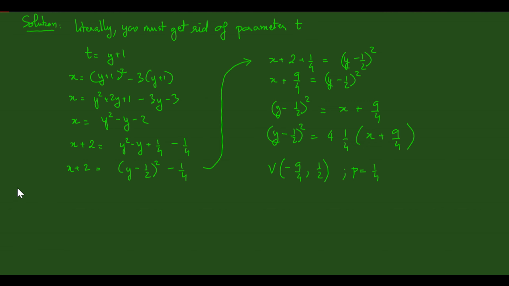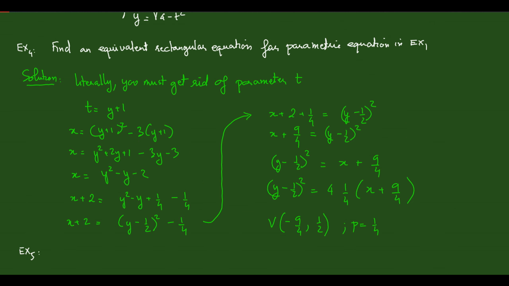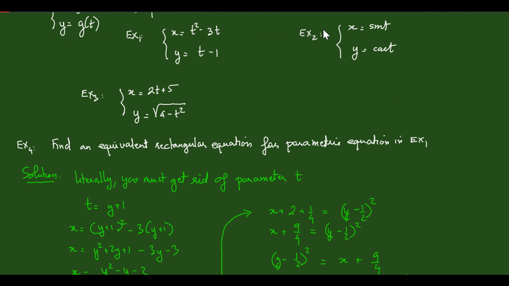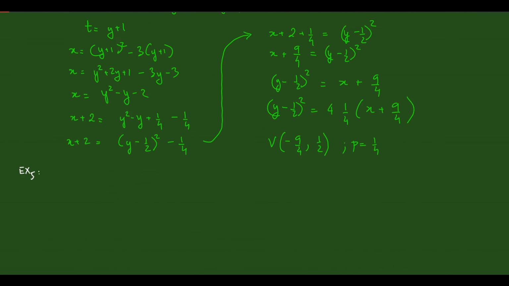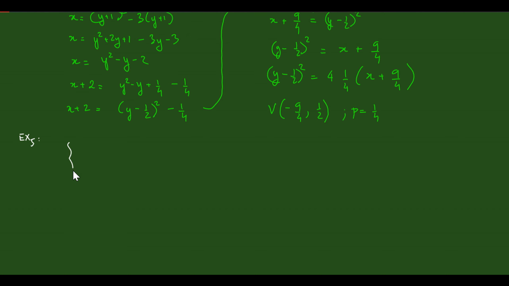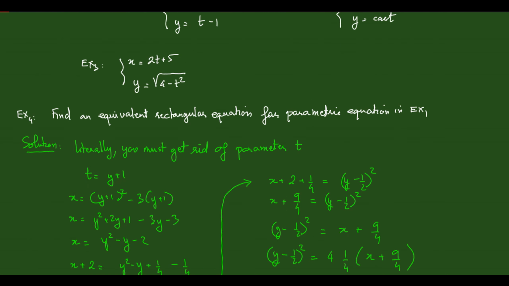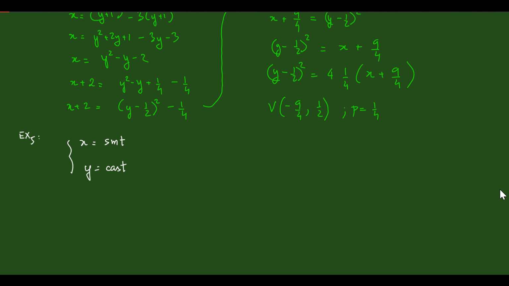So example 5. The question will be converting this. I want to convert this to a rectangular equation. Let me rewrite the system over here: x equal to sine t and y equal to cosine t, right? So this is a parametric equation, and I want to convert it into a rectangular equation. And after I convert into a rectangular equation, you will see right away what kind of equation that is.